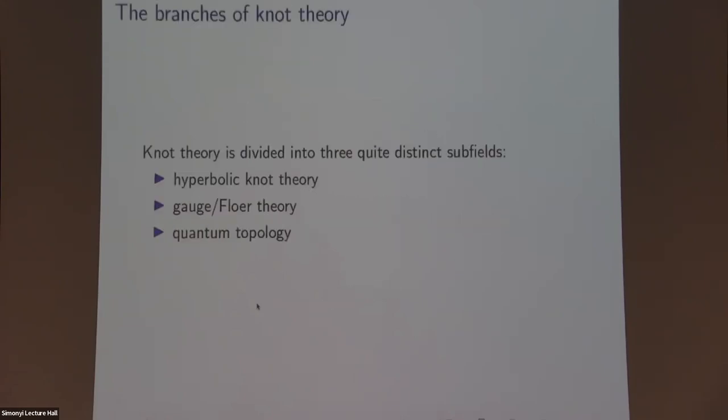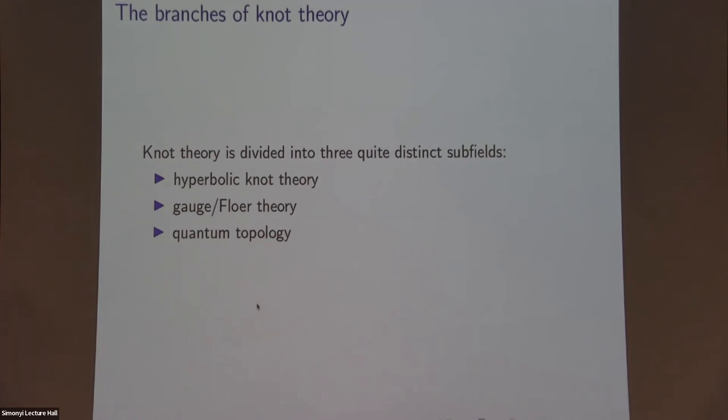Yes. But knot theory is very much a diverse subject, which falls naturally into three very distinct subfields. So there's hyperbolic knot theory, which is focused on the hyperbolic structures that are known to exist on many knot complements. There are gauge and flow theoretic techniques, such as Heegaard Floer homology, Seiberg-Witten theory, instanton homology, et cetera. And they tend to have connections with four dimensions.